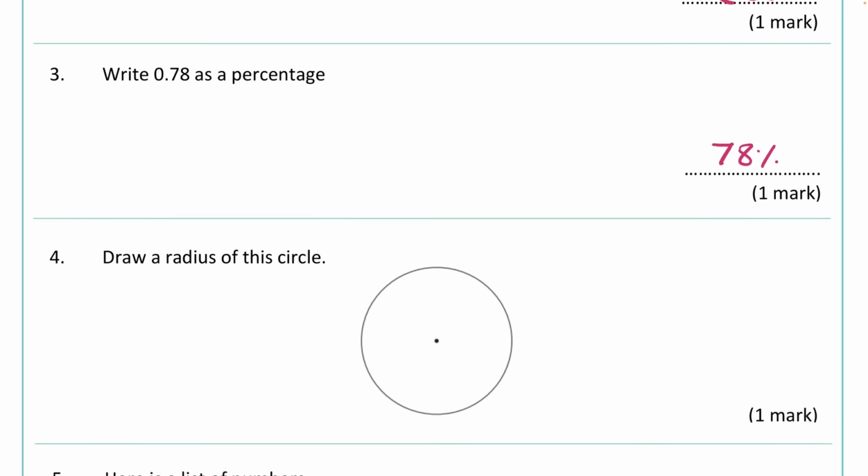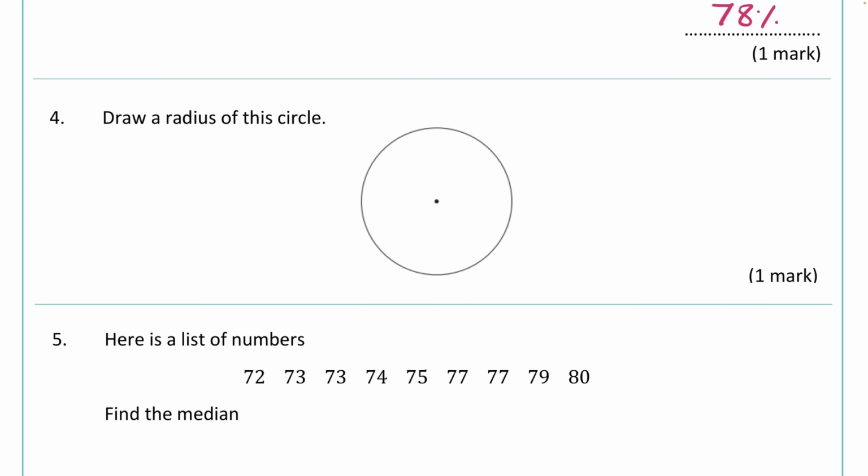Question 4 is to draw a radius of the circle. So to draw a radius of the circle, we go from the centre to a point on the circumference with a nice straight line. Doesn't matter where on the circumference, we do this with a ruler. And there we go, that would be a radius of this circle.